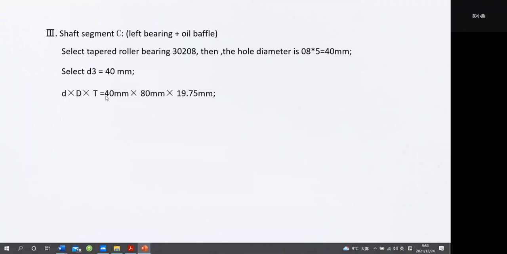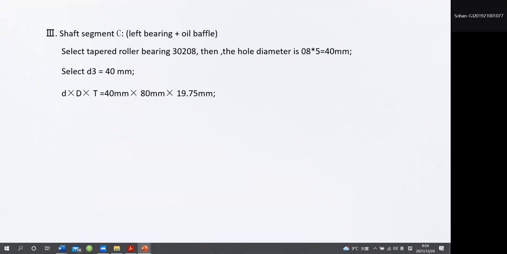And 48 times 5 is the diameter. This is the bore dimension code, okay? Bore dimension code times 5 is the bore dimension. The bore dimension of the bearing is the dimension of the shaft segment. Okay? Okay, any problem? Any problem?